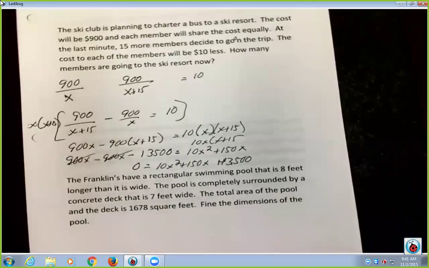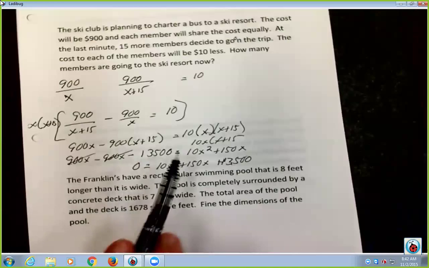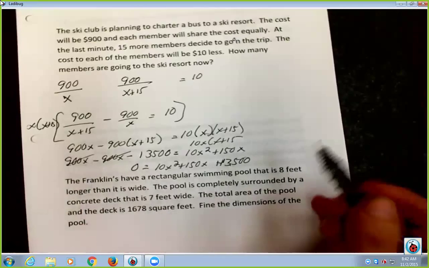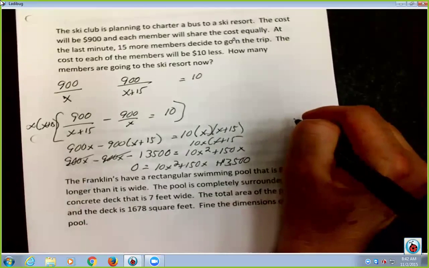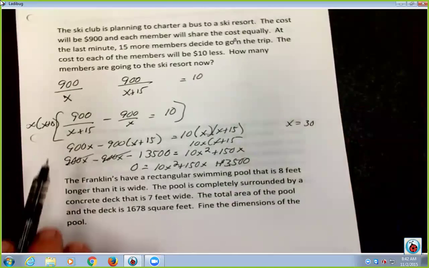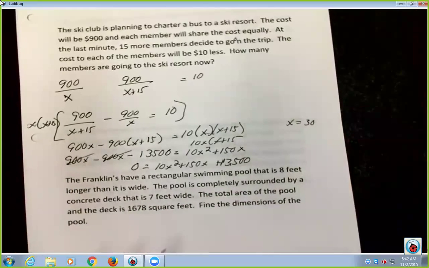The answers that end up coming out of this, the numbers you're going to come up with, is x is going to equal 30 when you are all done with those. And so remember that that's what's going to happen with that part.